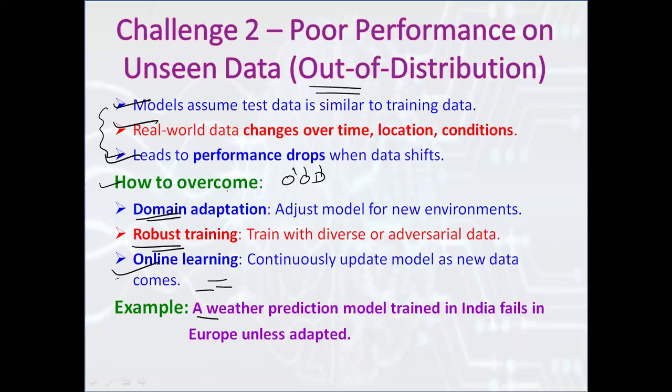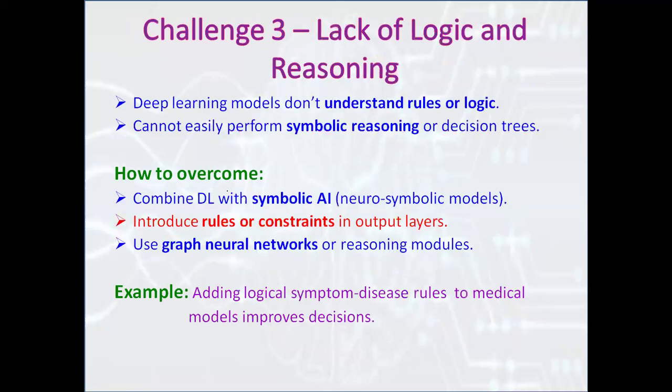Next challenge is lack of logical reasoning. Deep learning models don't understand rules and logic. That means neural networks or statistical models learn correlations from data but lack the capacity to perform step by step logical reasoning or symbolic manipulation like humans do.